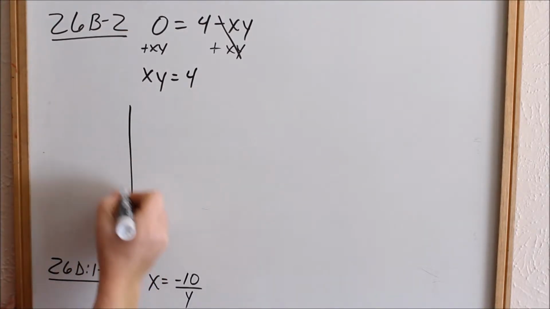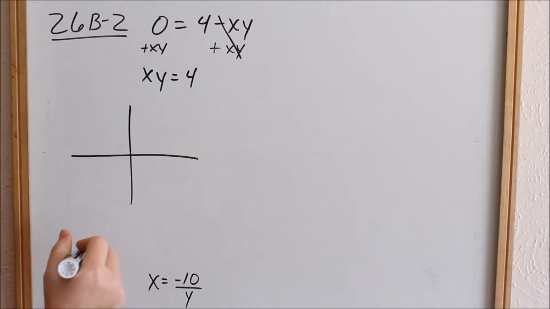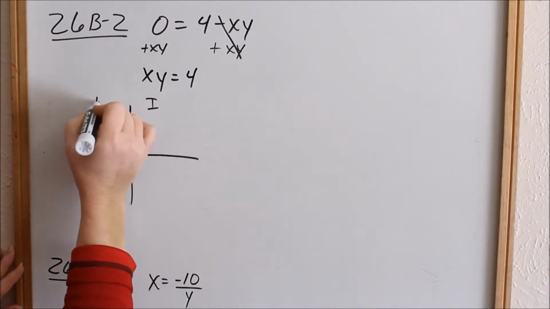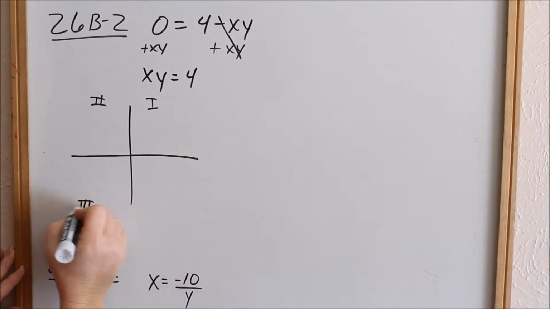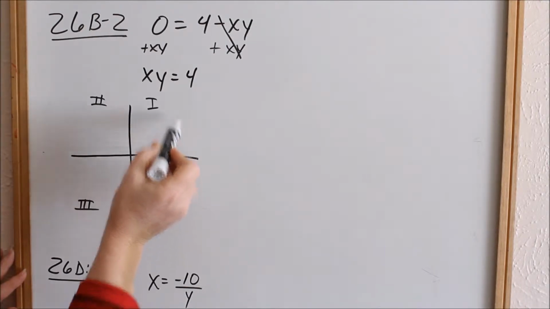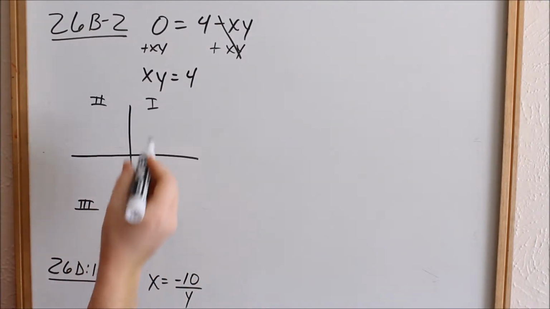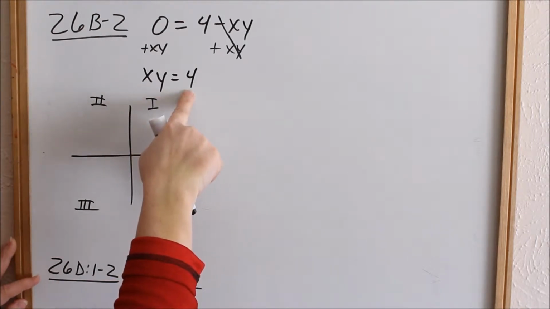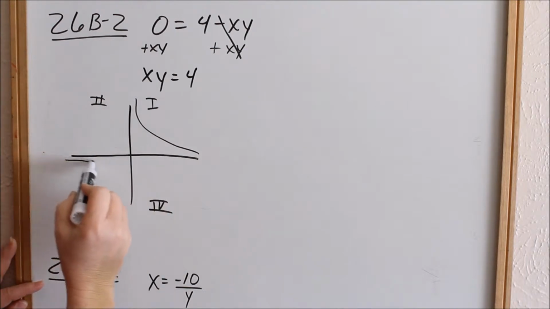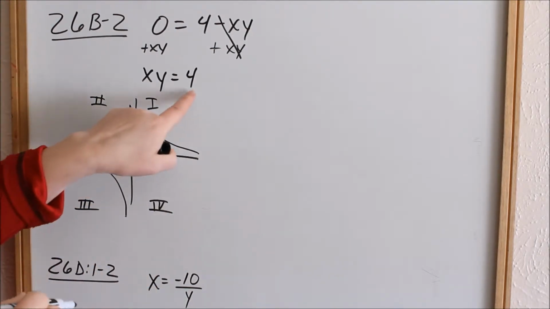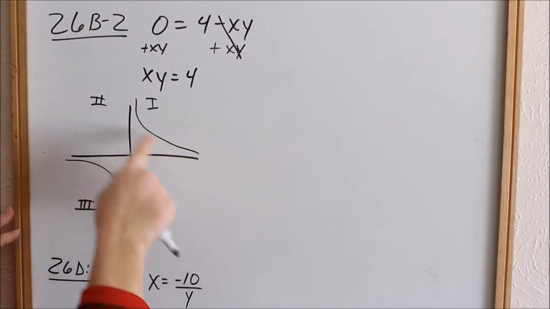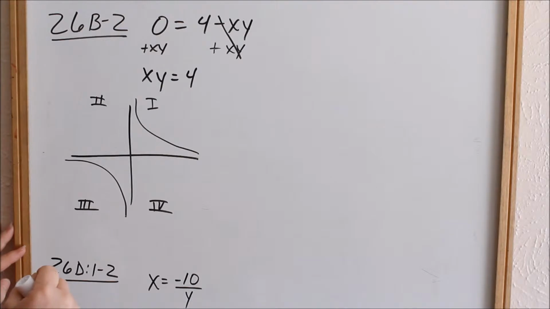So just as a rough sketch, I know that this hyperbola is going to be graphed in quadrants. Remember, this is 1, 2, 3, 4. The quadrants are counted in a counterclockwise direction. So when this is a positive number and it's in this form, it will be in quadrants 1 and 3. The larger this number is, the further away from the x and y axis your hyperbola is.